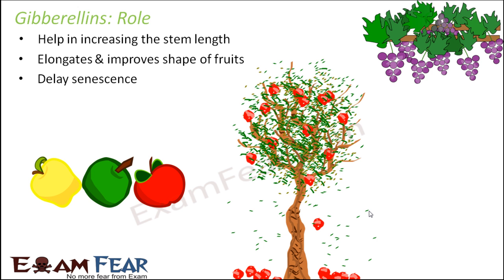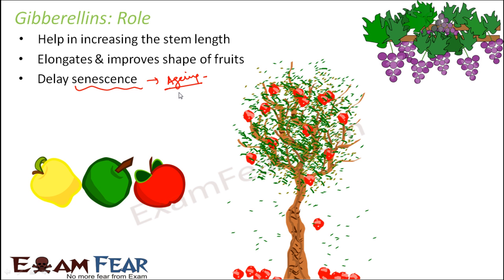It helps to delay senescence. Now, what is senescence? The word senescence means aging, growing older. So it helps the plants to delay aging. Nobody wants to grow old, right? Now when the plants grow old, their yield, or the productivity, decreases. So this acid helps to delay the aging of the plant so that the plant remains active and young and productive for a longer period.